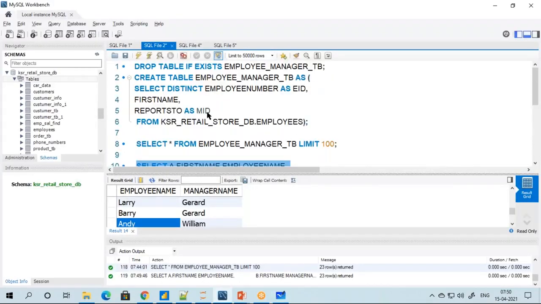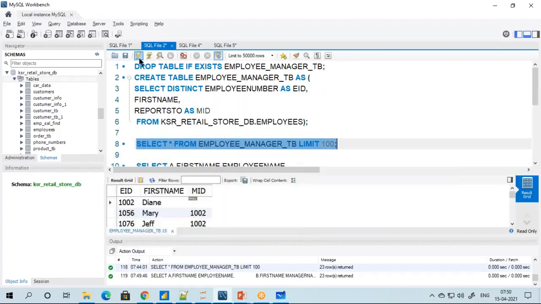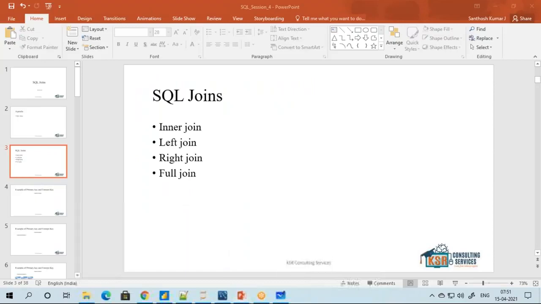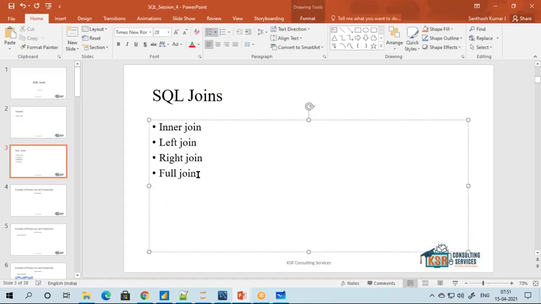Now I'll repeat it. In the manager information, the employee ID, first name, manager ID is there. This 1056 is my manager ID, but this person's name is Mary. The same information is present in the table. Joining the same table with itself, with respect to whatever the objective is, one table joining with the same table is called self join. The self join is very important when you are dealing with this type of hierarchy level.